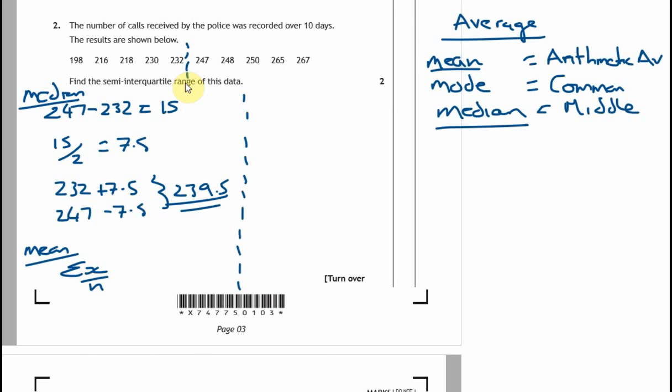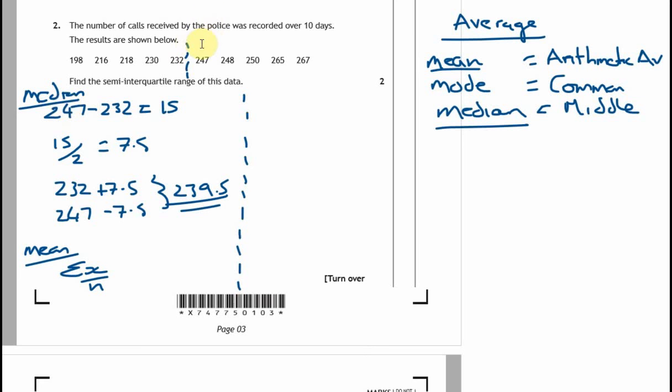This is asking for our semi-interquartile range. Now, to find the semi-interquartile range, we need to work out our quartiles. So what I've done is split the data in two with the median. We actually did have to find where the median was, although we didn't have to work out what it was. But when I do these questions, I think it's always good to work out this.